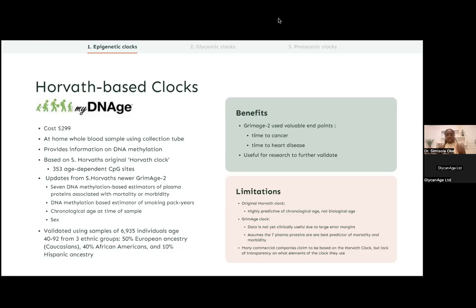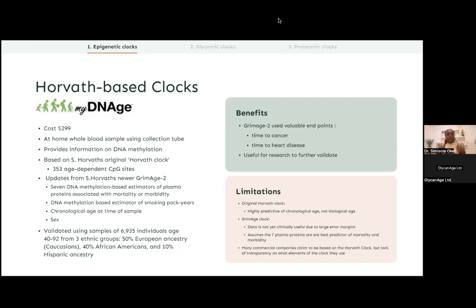And ultimately what they did with GlycanAge 2, and again, sorry if I'm getting too much into the science, is they looked at 7 DNA methylation based estimators of plasma proteins. So just to explain that a little bit, because it is a bit hard to get your head around, they identified plasma proteins that were associated with disease, illness, death, and sickness. And then they looked for CpG sites, so areas of methylation that were associated with those plasma proteins. And then they used those sites to calculate what the biological age would be based on the level of those plasma proteins in the body.